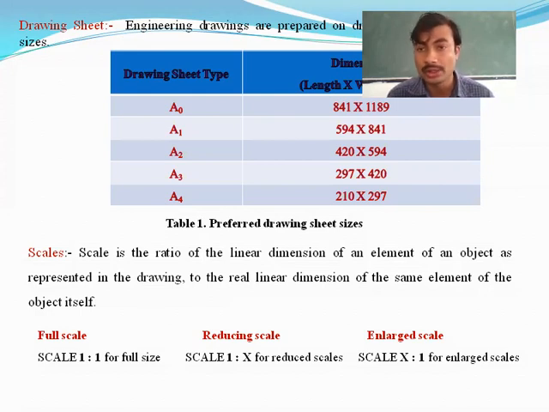Similarly, if it is 3:1, you are going to multiply it by 3 times. If the actual dimension of the object is 10 mm, we will draw on the drawing sheet that one as 30 mm. So that's why the scale is very, very important. That is full scale, reduced scale, and enlarged scale. Full scale is nothing but as it is, no change in the dimension. Reduced scale is nothing but we will reduce the object dimensions. Enlarged scale is nothing but we are going to increase the size of the object on the drawing sheet.